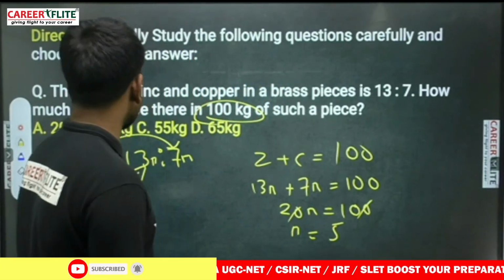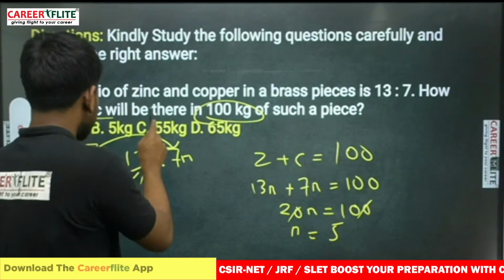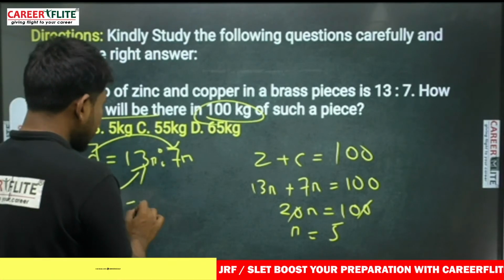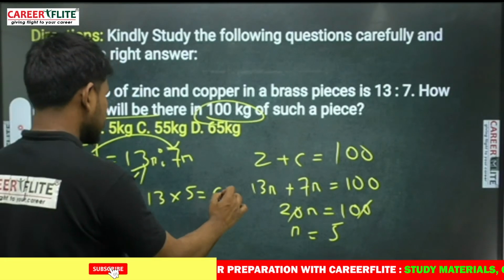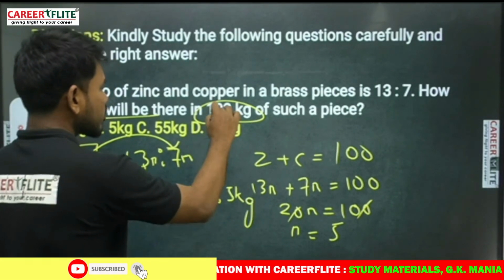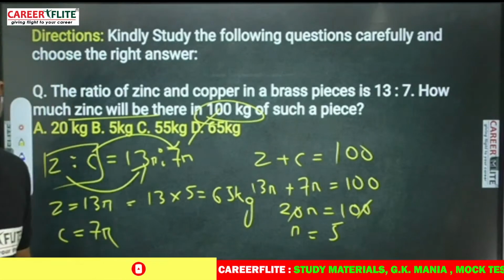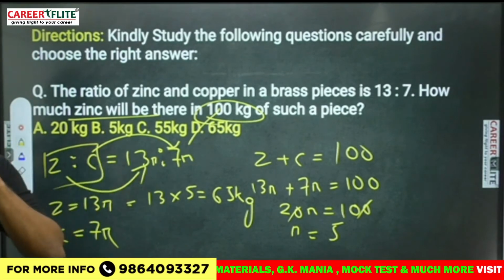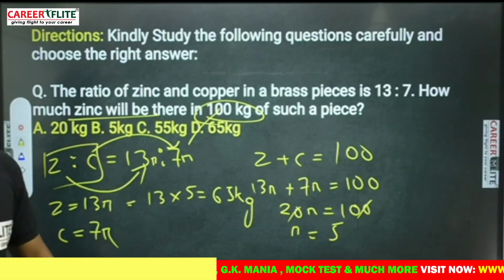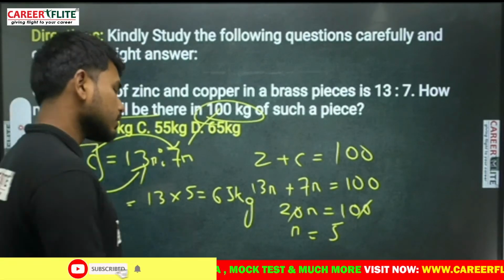Now they ask how much zinc? How much is zinc? Zinc is 13R. So R is 5. This will be 65 kg. That is option number D. Okay, option number D. Understood? Yes, very easy, right? Not very difficult. We'll move to the next one.